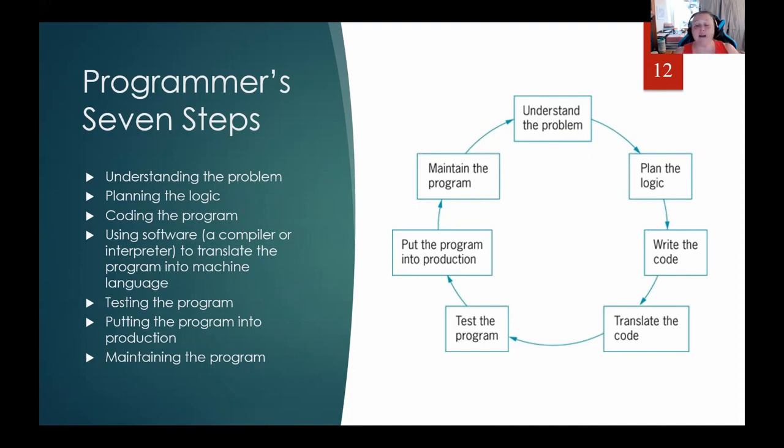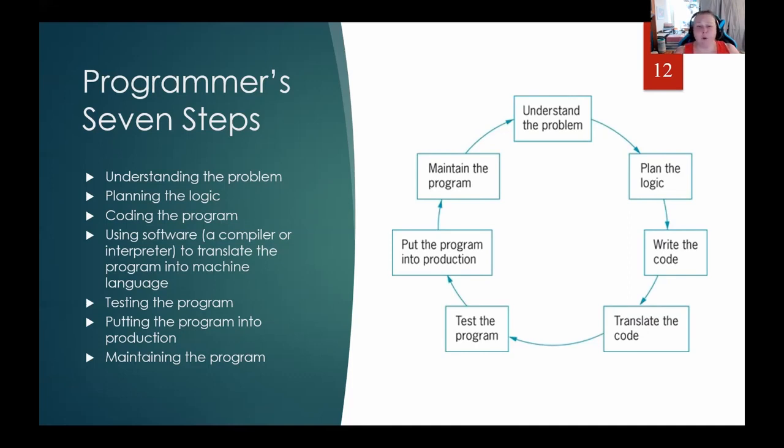The very first thing we have to do is understand the problem. Then we're going to plan the logic. Finally, we're going to write the code, then translate the code, test the program, put the program into production, and then maintain. Once you maintain, you can then go up to the top and either start the loop again for errors and bugs, or even for adding additional functionality into your program.